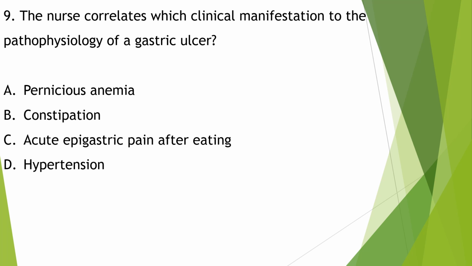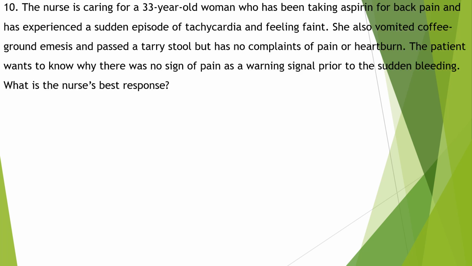With a gastric ulcer, pain is triggered or worsened by eating, when there is increased acid content of the stomach, which erodes the lesion and stimulates the exposed nerve endings. So here acute epigastric pain after eating is a clinical manifestation related to the pathophysiology of gastric ulcer. Pernicious anemia occurs with chronic gastritis. Constipation and hypertension are not manifestations of gastric ulcers.